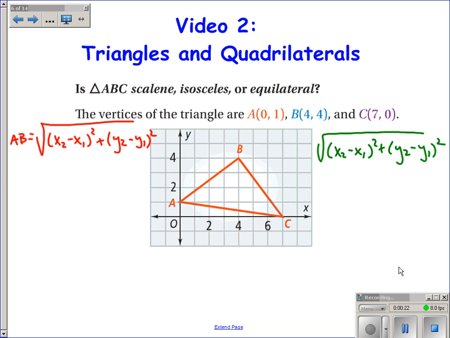Just to remind you, scalene means that none of the sides are the same length, or all the sides are different lengths. Isosceles is where two sides are the same length, and equilateral is where all three sides are the same length. So, looking at this picture, I ask myself, could this be equilateral? To me, the answer is no, because AC looks much longer than AB. So it couldn't be equilateral, but could it be isosceles?